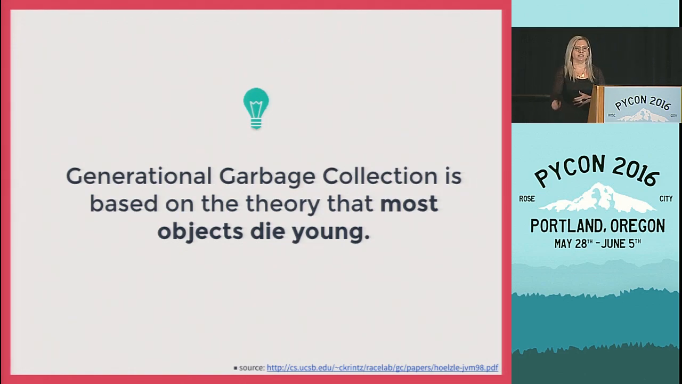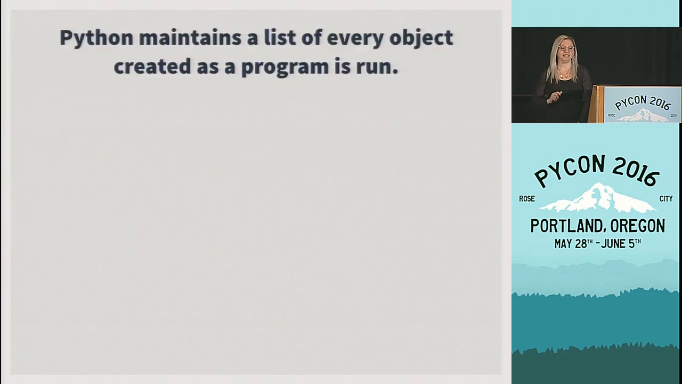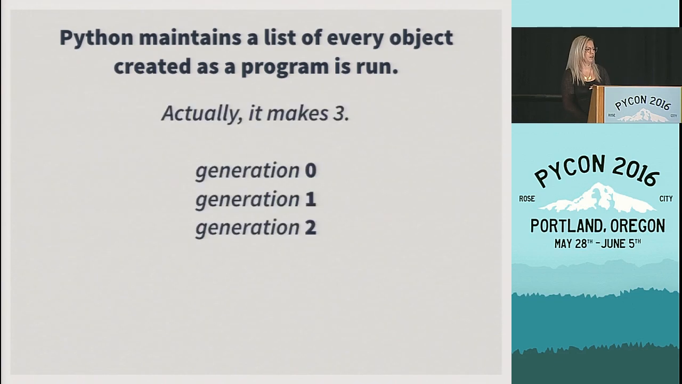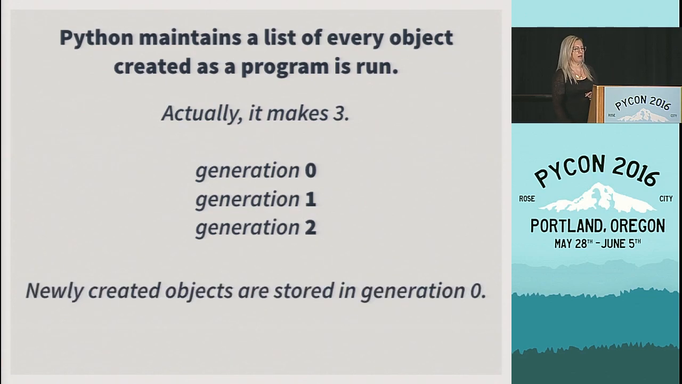Generational garbage collection is based on this theory that most objects die young. And really, how tragic. Frequently, we create objects to store temporary values, or they're used in one function call and never really get used again. So how does generational garbage collection work? Well, Python will maintain a list of every object created as a program is run. Actually, it goes ahead and creates 3 lists. They're called generation 0, 1, and 2. Newly created objects are going to be stored in generation 0.